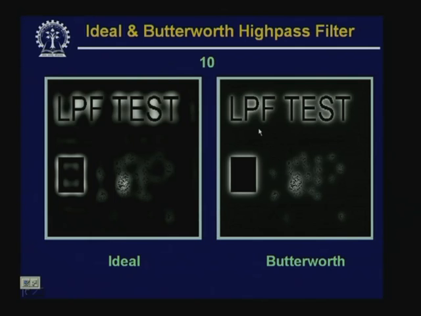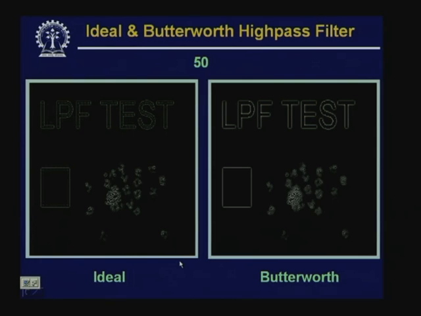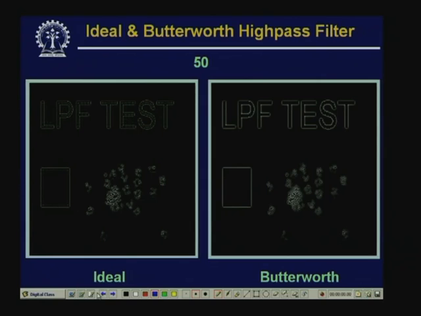Here the cutoff frequency was taken to be equal to 50, and if you closely look at the ideal filter output, you find that there are ringing effects around the boundaries, whereas in case of the Butterworth filter, there is no ringing effect. Again, this is a Butterworth filter of order 1. If I go for higher order Butterworth filters, that also may lead to ringing effects. Whereas the Gaussian high pass filter does not lead to any ringing effect.